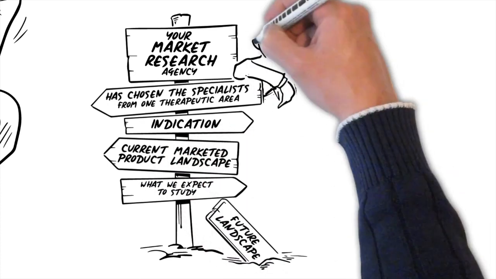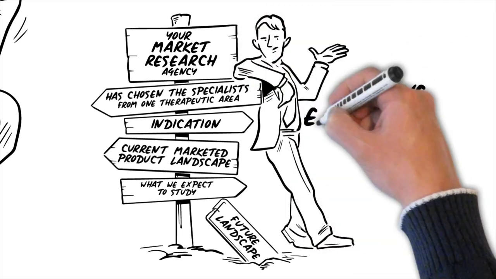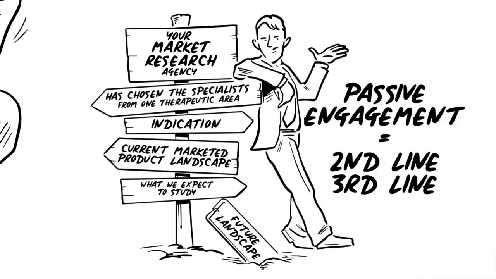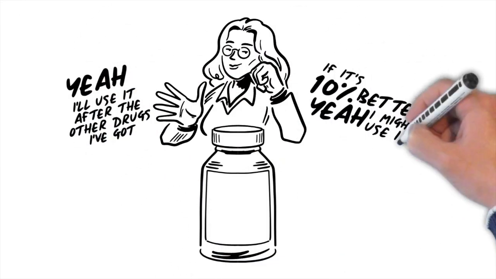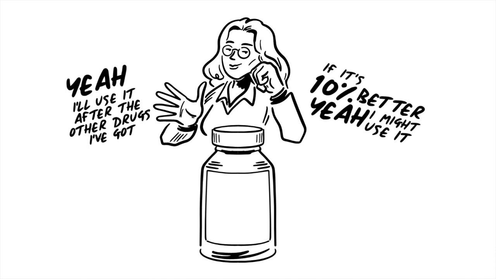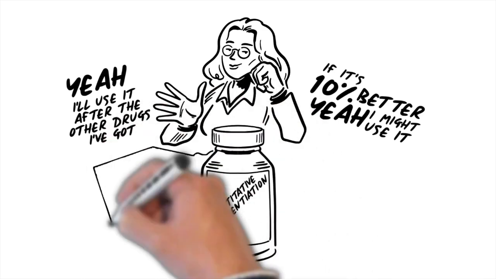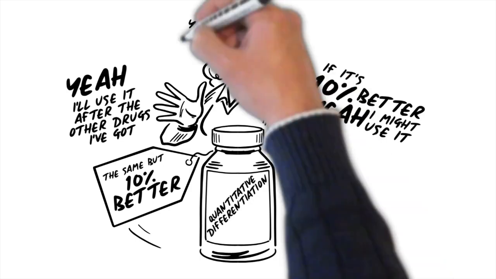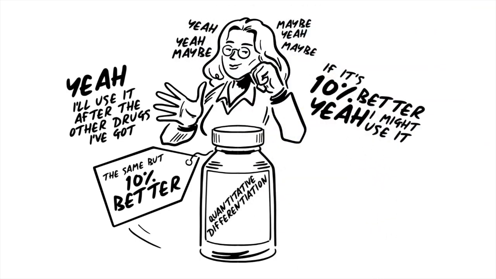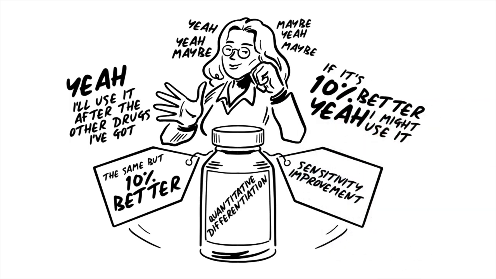All of this relies on their passive engagement, and what you get back is typically second line, third line, I'll use it after the other drugs that I've got, or if it's 10% better than this other one, I might use it in this place. So you arrive at what typically is called this kind of quantitative differentiation. So if only I could have this product that I really like, but 10% better, then I'm all in. And then you're looking at sensitivity to try and decide, well, how much do I need to be able to see before I'm going to move my perception.